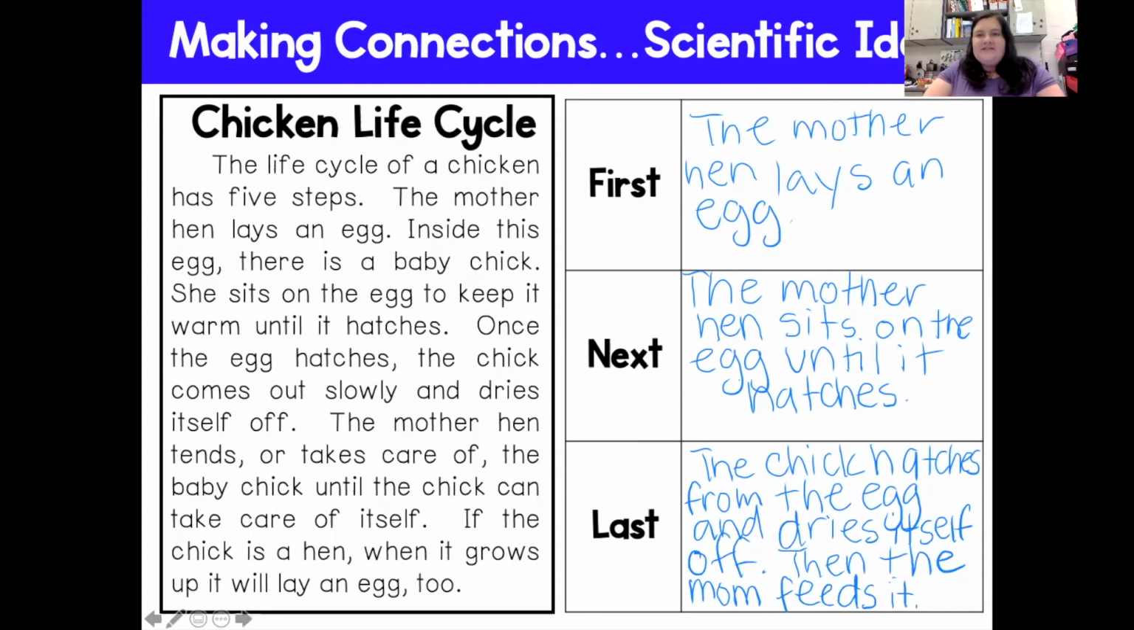All right, so let's go back through what I wrote. It says, first, the mother hen lays an egg. Next, the mother hen sits on the egg until it hatches. Last, the chick hatches from the egg and dries itself off. Then the mom feeds it. So what I did was I read this story and then I sequenced the steps of a chicken's life cycle. What happened first, what happened next, what happened last.